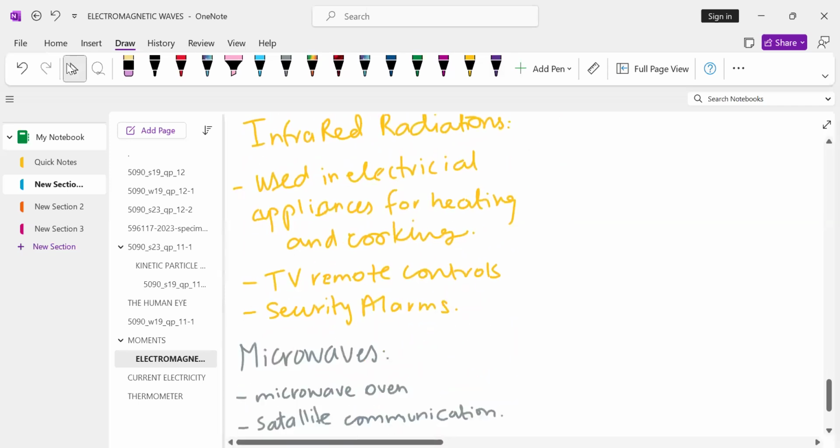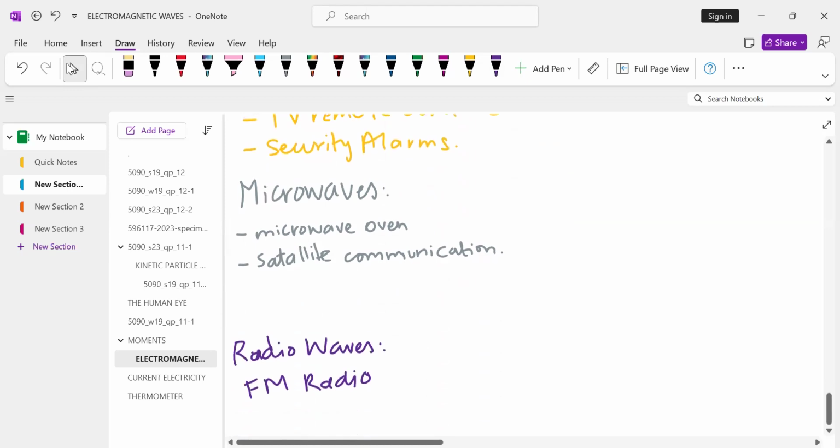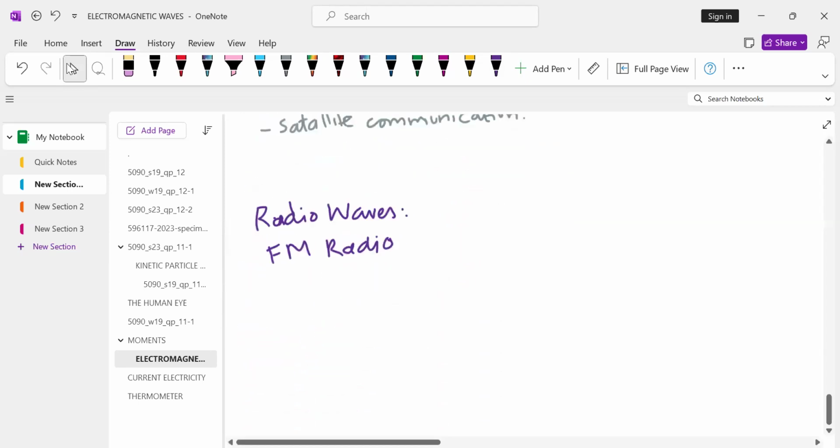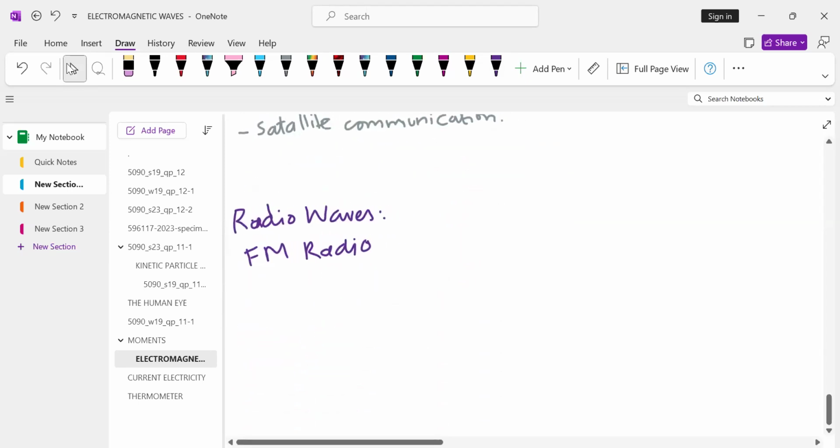Then we have infrared radiations. There are three uses of infrared radiation. First is used in electrical appliances for heating and cooking. Second is TV remote controls, and third is security alarms. Then we have microwaves. Microwaves are used in microwave ovens and satellite communication. And then we have radio waves. They are used in FM radio.